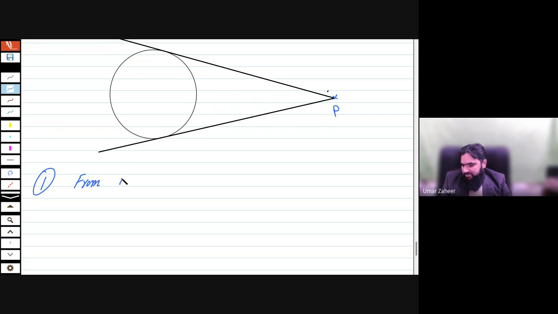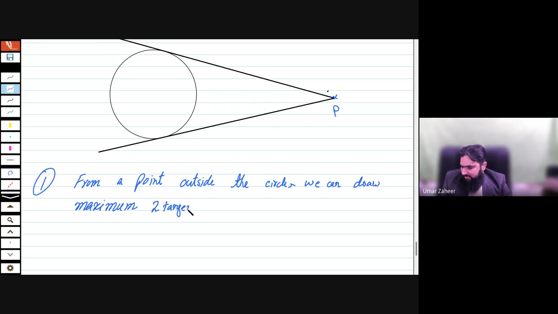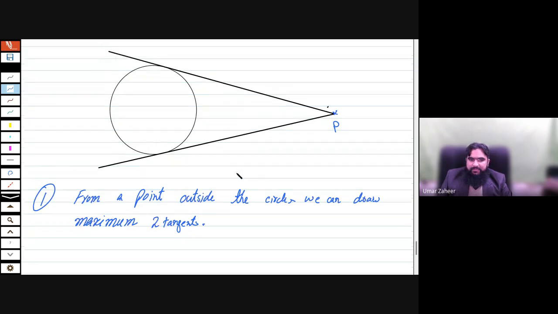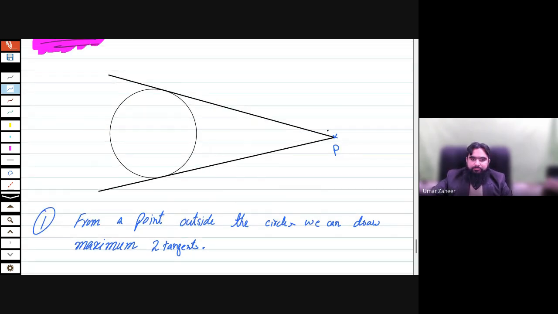So the first thing: from a point outside the circle, we can draw a maximum of two tangents. Yes, the first point is clear. Yes, sir.